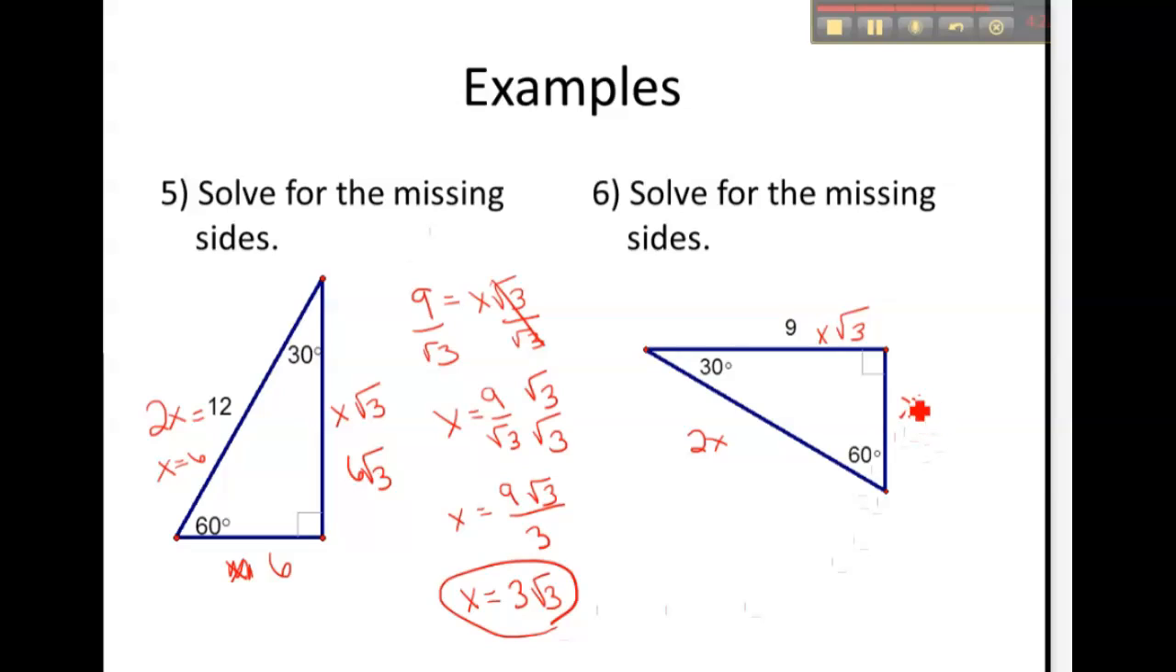All right, that means I can come over to the short side and say that is 3 square roots of 3. The hypotenuse is twice that. Twice that number is 6 square roots of 3. Now I have all 3 sides of my triangle that I couldn't have figured out any other way.